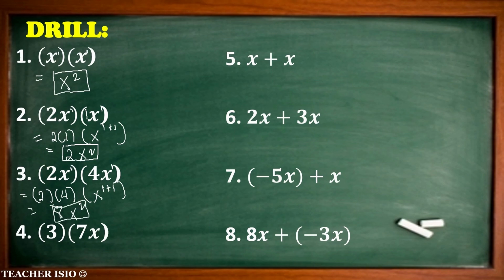So let's have number 3. So we have 3 times 7, 21, and then copy the variable. So the answer is 21x.